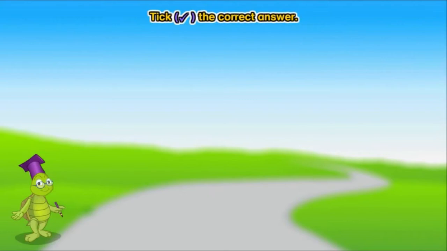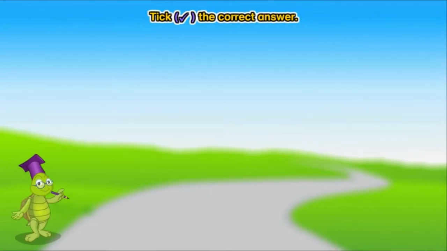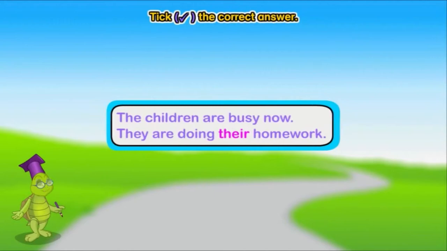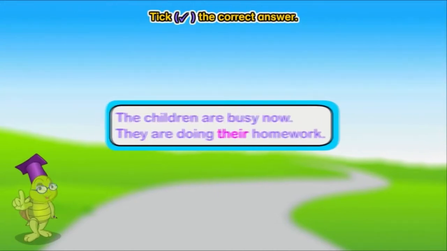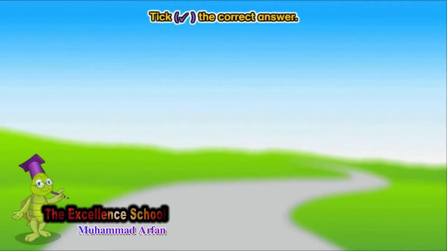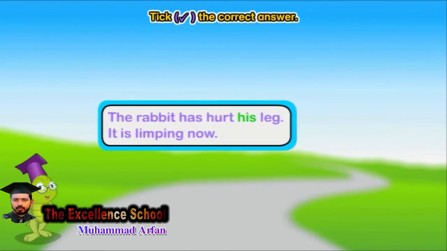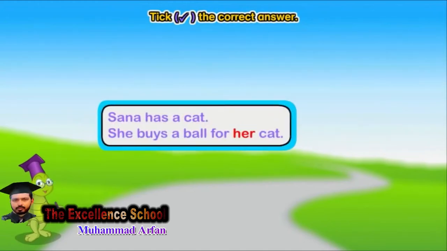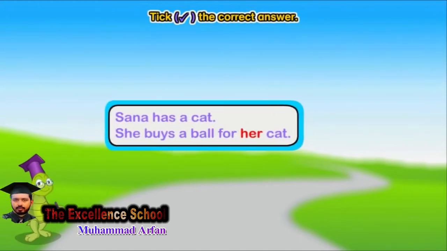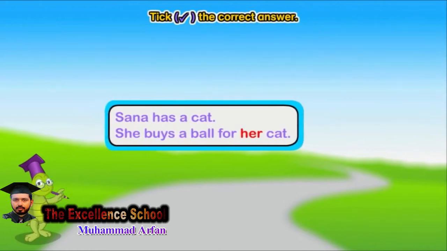Choose the correct answer. His painting is nice. The children are busy now. They are doing their homework. The rabbit has hurt his leg. It is limping now. Sana has a cat. She buys a ball for her cat.